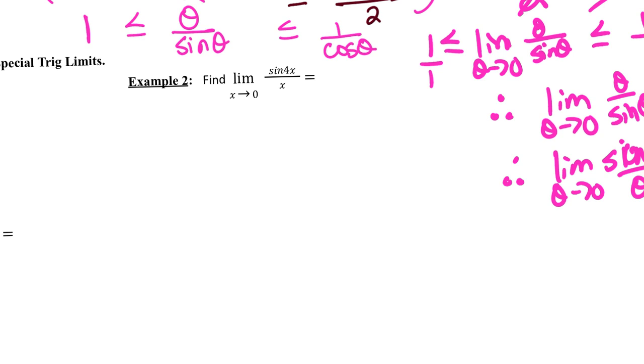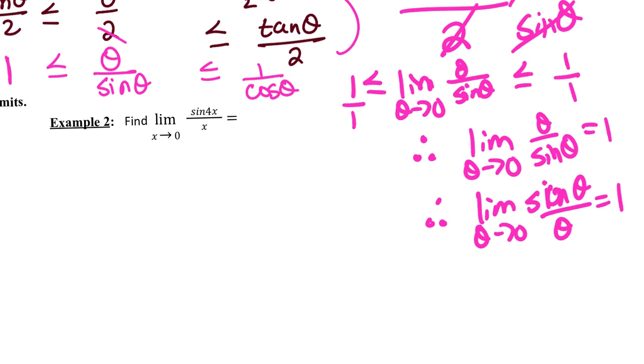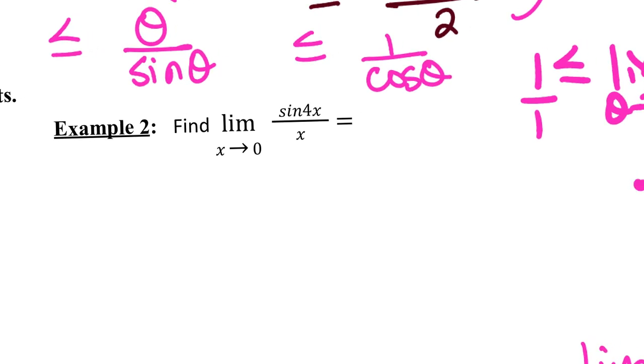Okay, so when you look at this next one, I don't want to go through all that proof stuff. We don't really need to use the squeeze theorem for this. What we know is that the limit as x goes to 0 of sine x over x equals 1. We know that. So when you look at this, you see how you got that 4?